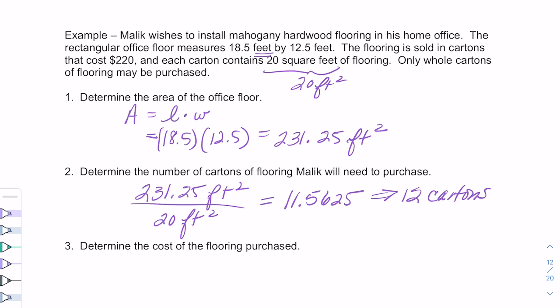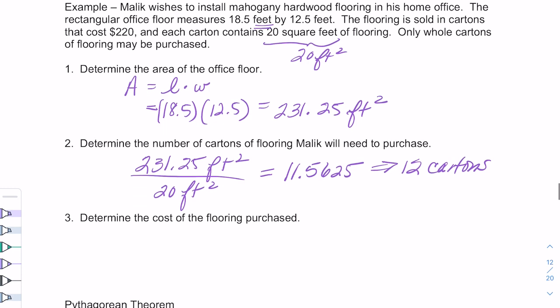And then the last thing it asks us to do is determine the cost of the flooring purchased. Pretend you're going to Home Depot or Lowe's and you buy 12 cartons of hardwood. Every carton is $220. So if I want to figure out how much money I spent, I would take the number of cartons, which is 12, and multiply it by the cost, $220 per carton. When you do that, you end up with $2,640.